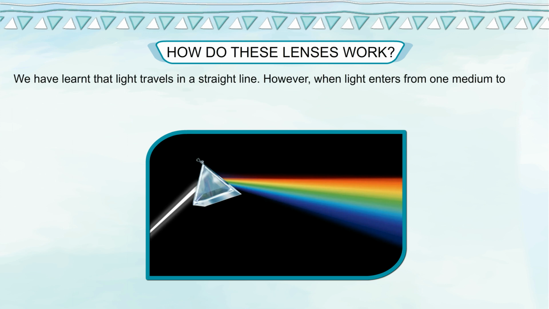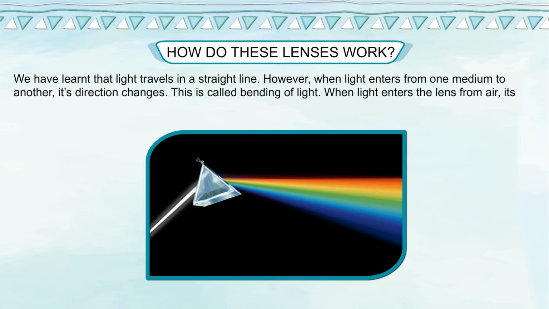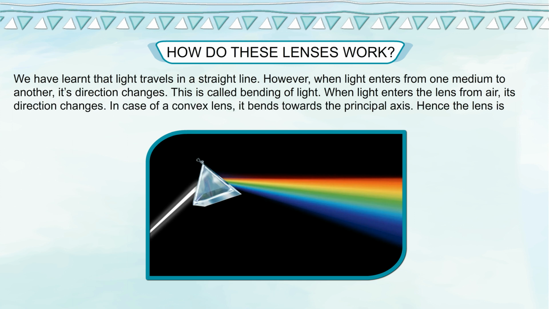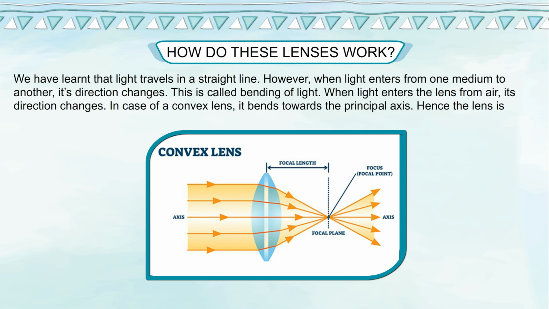How do these lenses work? We have learned that light travels in a straight line. However, when light enters from one medium to another, its direction changes. This is called bending of light. When light enters the lens from air, its direction changes. In case of a convex lens, it bends towards the principal axis.